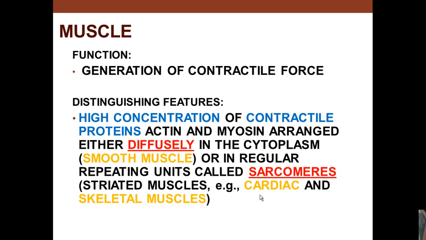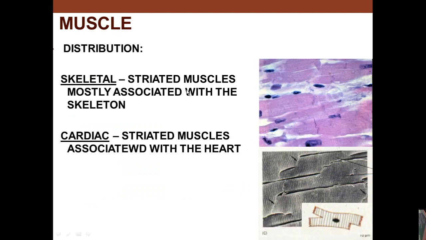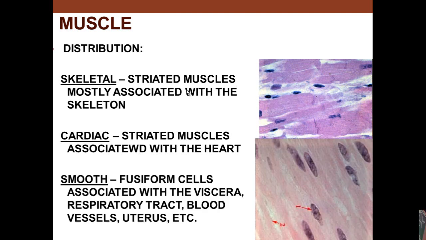That's what it does. And you have a high concentration of contractile proteins, actin and myosin, in the cells. Some are arranged diffusely like smooth muscle cells, and others are arranged in regular units called sarcomeres. That's the striated muscle. Both cardiac and skeletal muscle have sarcomeres, organized contractile elements to generate contractile force. Now, skeletal muscle is striated muscle, mostly associated with the skeleton. Cardiac muscle is also striated muscle, and it's associated with the heart.